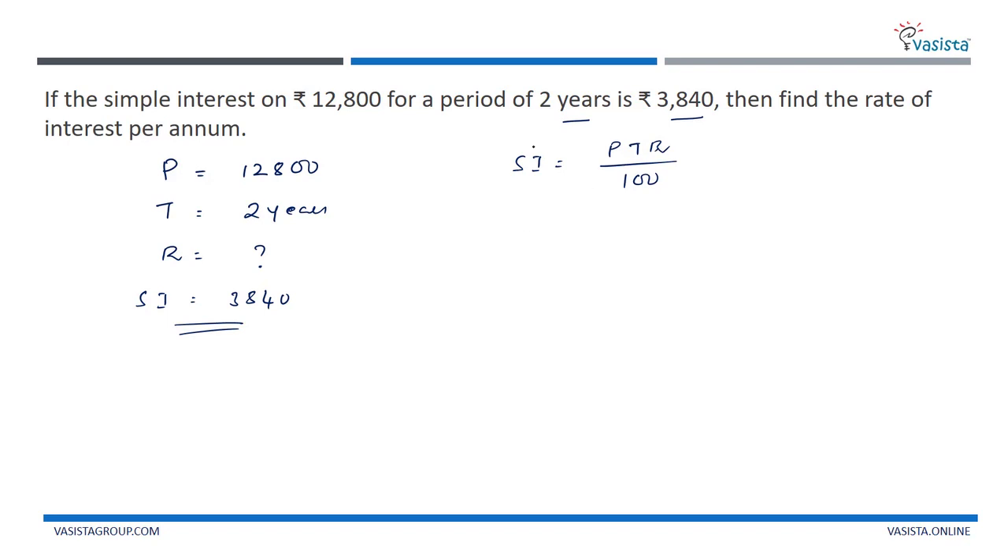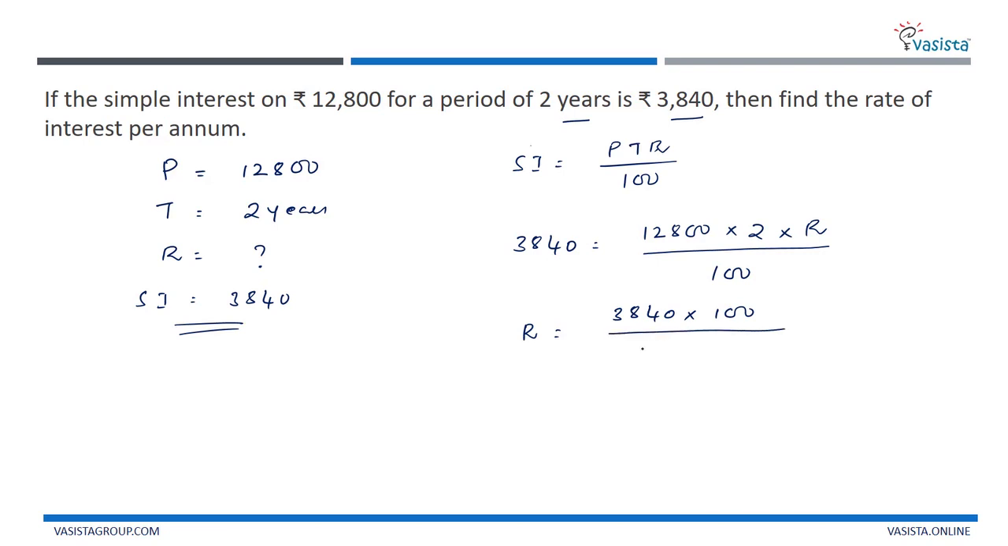Now simple interest they have given, that is 3,840, is equal to P is 12,800 into T is 2 into R, that is what we have to find out, by 100. Now R will become 3,840 into 100 will go this side, divided by 12,800 into 2. So 2 zeros I'll cancel.